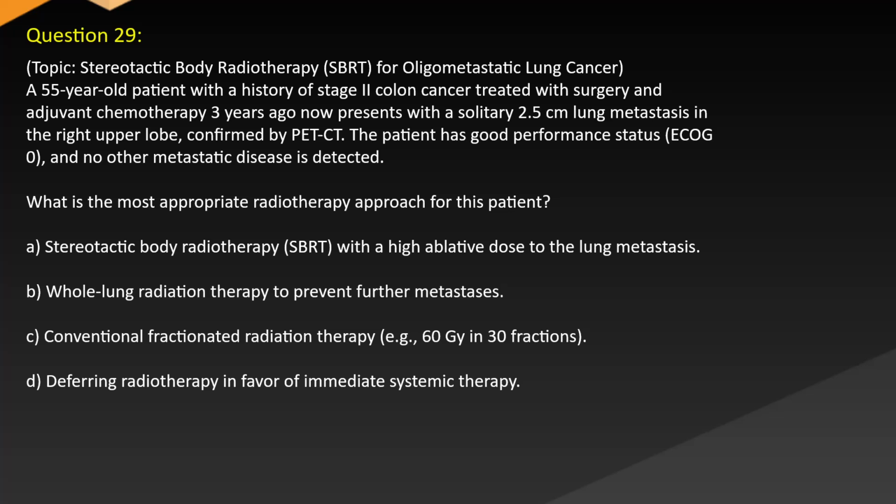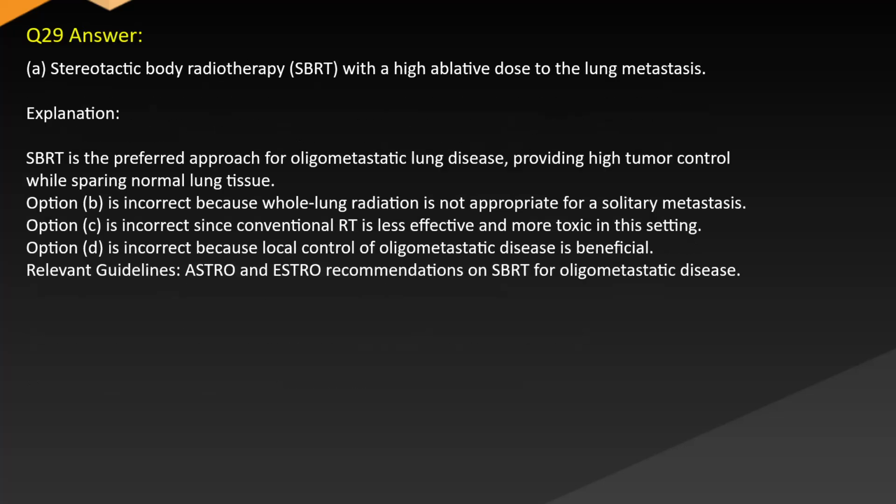A. Stereotactic body radiotherapy, SBRT, with a high ablative dose to the lung metastasis. B. Whole lung radiation therapy to prevent further metastases. C. Conventional fractionated radiation therapy, 60 Gy in 30 fractions. D. Deferring radiotherapy in favor of immediate systemic therapy. Answer: A. Stereotactic body radiotherapy, SBRT, with a high ablative dose to the lung metastasis.